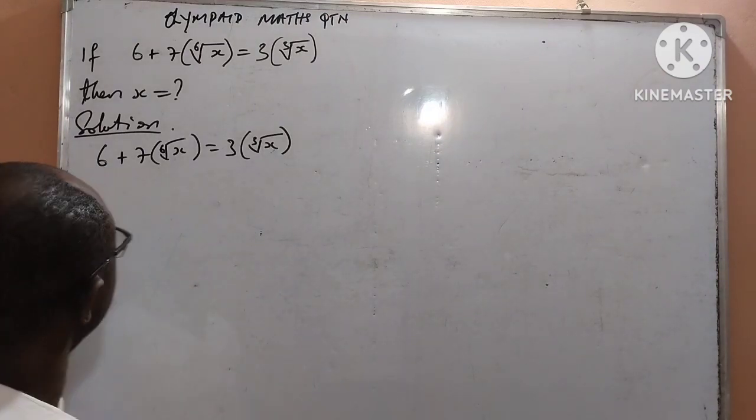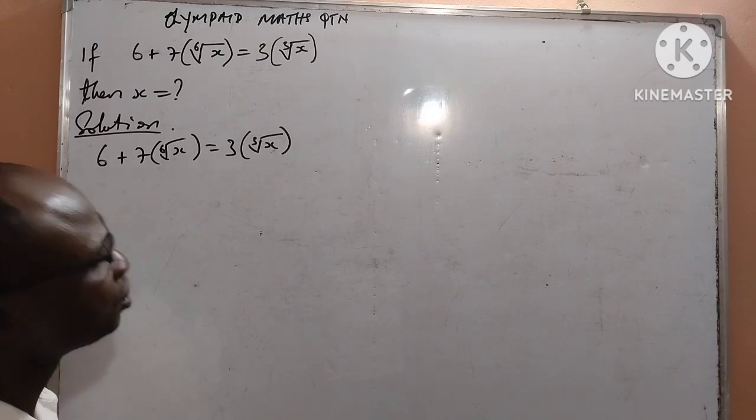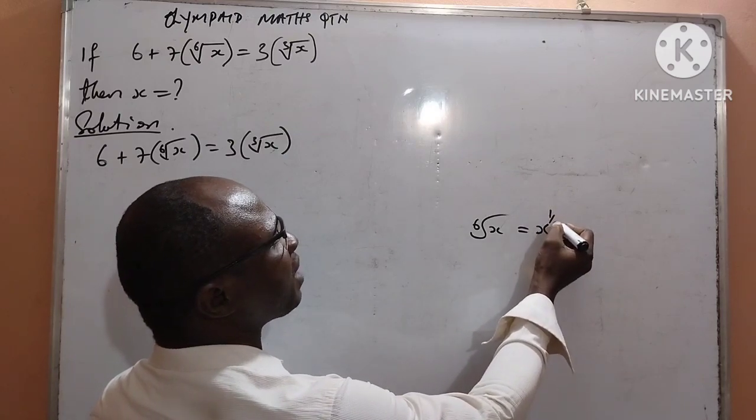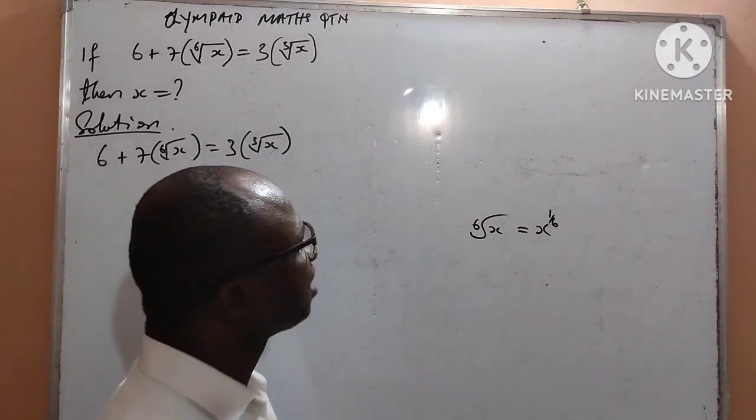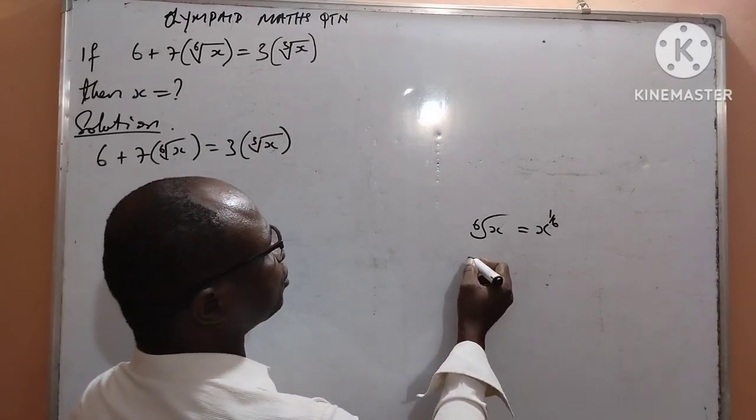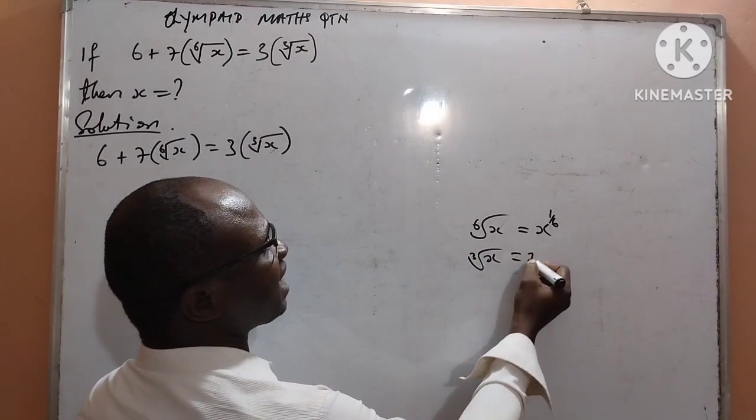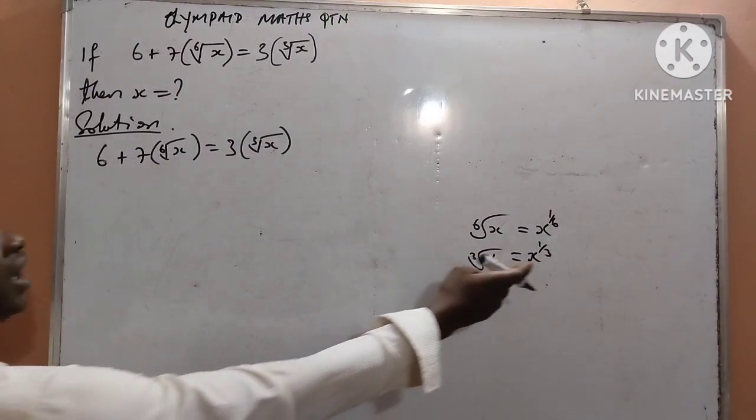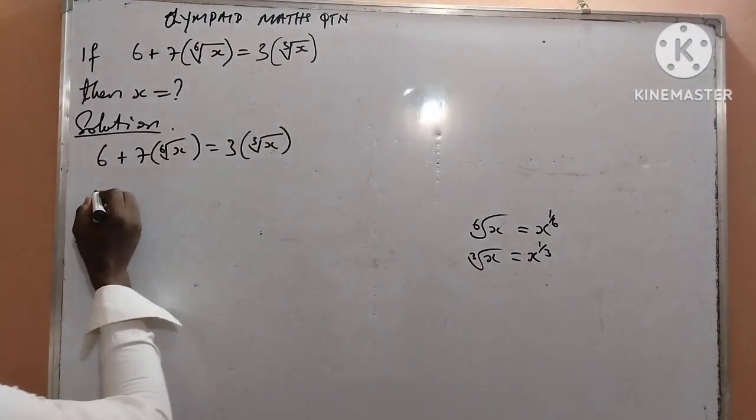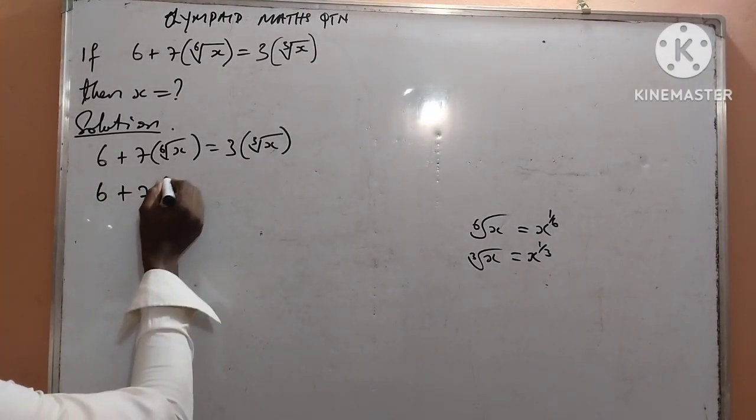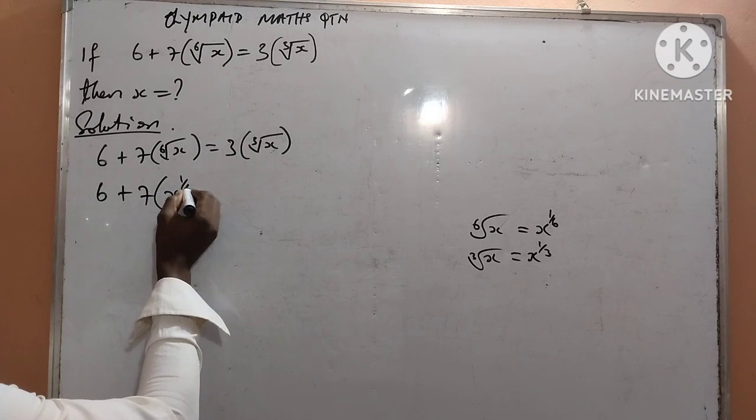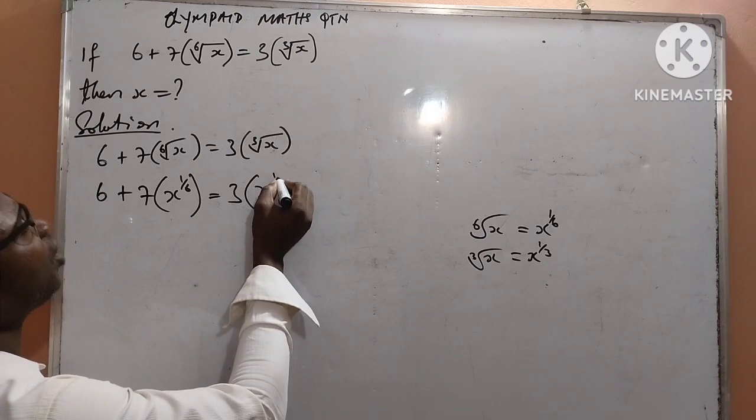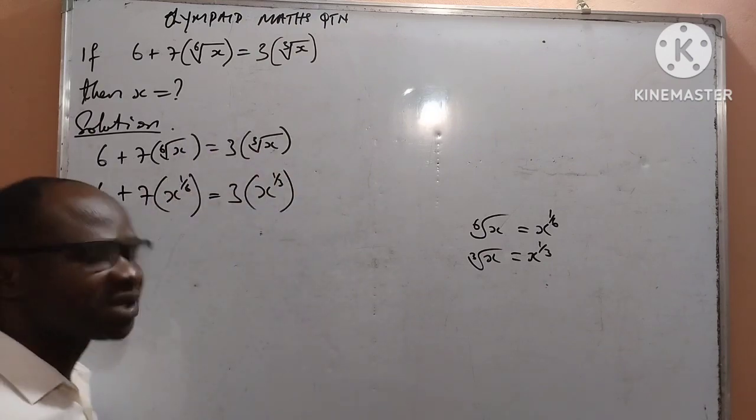Alright, the first thing I want to do: the 6th root of x is the same thing as x raised to power 1 over 6. Also, the cube root of x is the same thing as x raised to power 1 over 3. So I will express this in this form, meaning that I will now have 6 plus 7 multiplied by x raised to power 1 over 6 all equal to 3 multiplied by x raised to power 1 over 3. That is what I have.